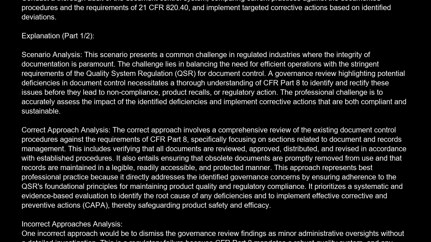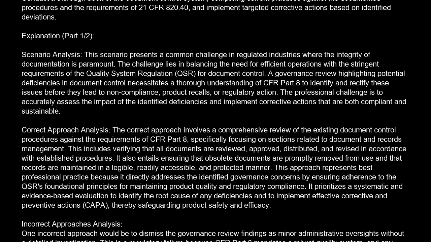This approach represents best professional practice because it directly addresses the identified governance concerns by ensuring adherence to the QSR's foundational principles for maintaining product quality and regulatory compliance. It prioritizes a systematic and evidence-based evaluation to identify the root cause of any deficiencies and to implement effective corrective and preventive actions, CAPA, thereby safeguarding product safety and efficacy.